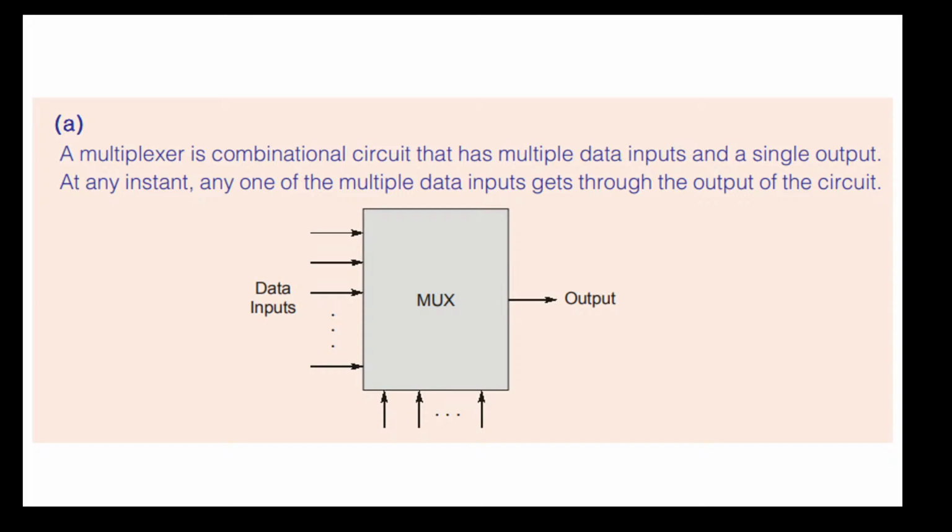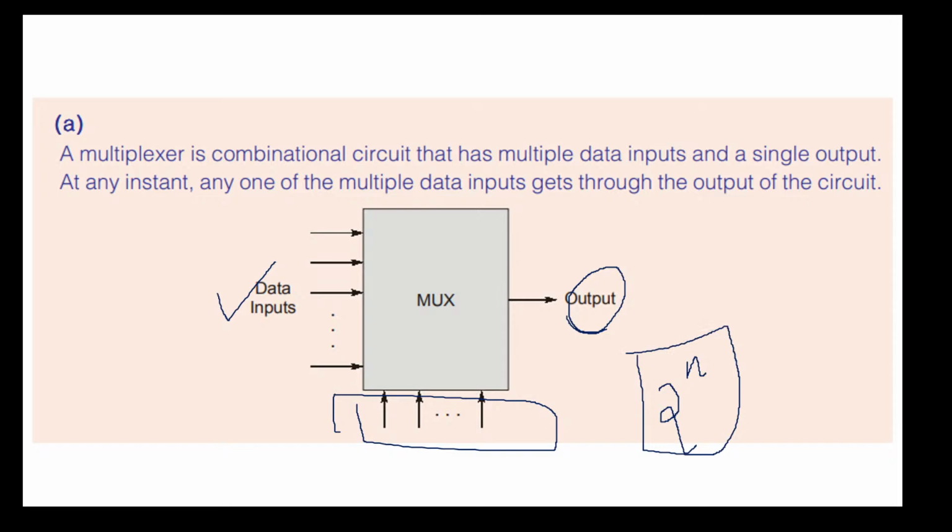Right, so this is a detailed explanation and this is the block diagram. We have data inputs and we have a single output which is controlled by the select lines, and the number of select lines in a multiplexer is determined by the formula 2 raised to n. So if there are 4 inputs, then we will have 2 select lines, S0 and S1. Right, so this was about a few MCQs from the previous questions that we have tried solving.